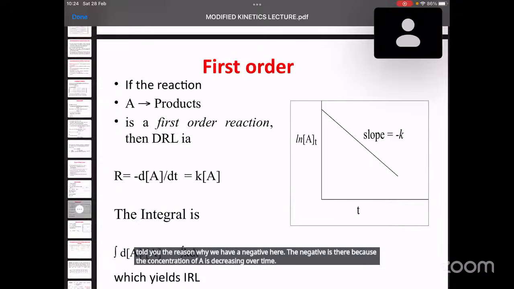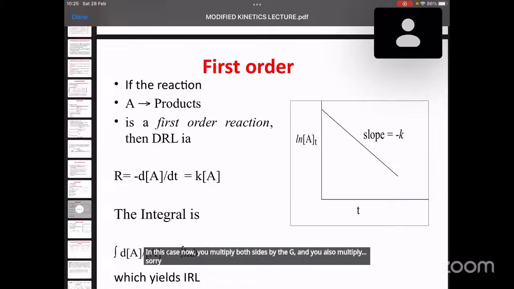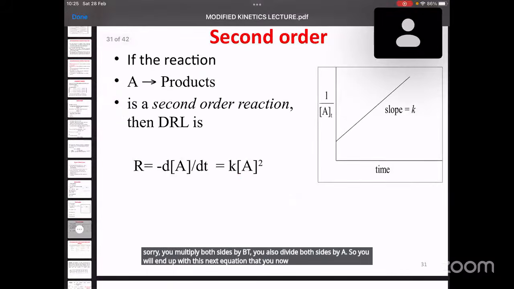Now, you do the integral. You rearrange: you multiply both sides by dt, and you also divide both sides by A. So you will end up with this next equation that you now integrate. When you integrate that equation, what are you going to have?